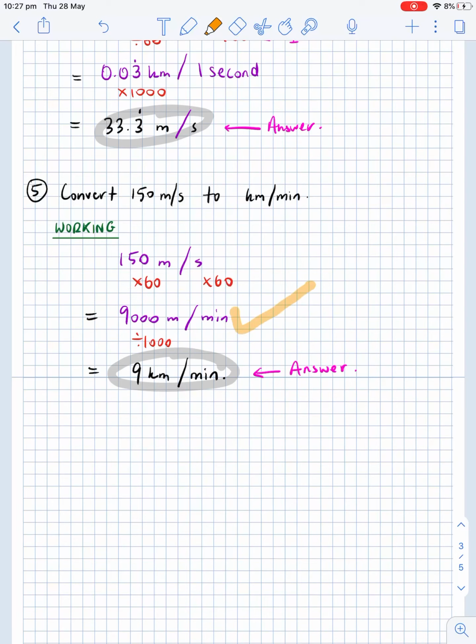So we've got our full minute, but we've got 9,000 meters, because 150 times 60 was 9,000. We don't want 9,000 meters, we want it in kilometers. So we can divide by 1,000 to get to kilometers, and 9,000 divided by 1,000 converts this to 9 kilometers. So we get our final answer of 9 kilometers per minute, because that's the sort of units we wanted, km per minute.